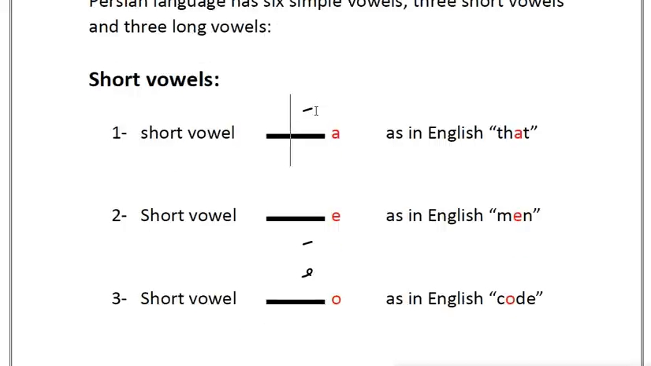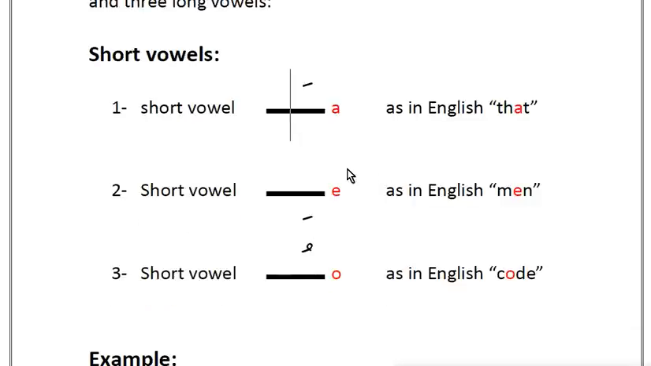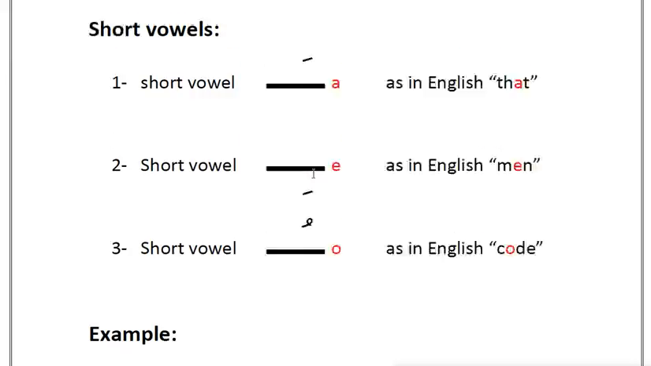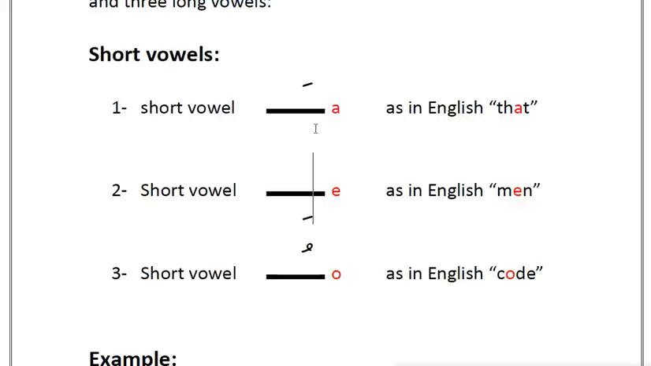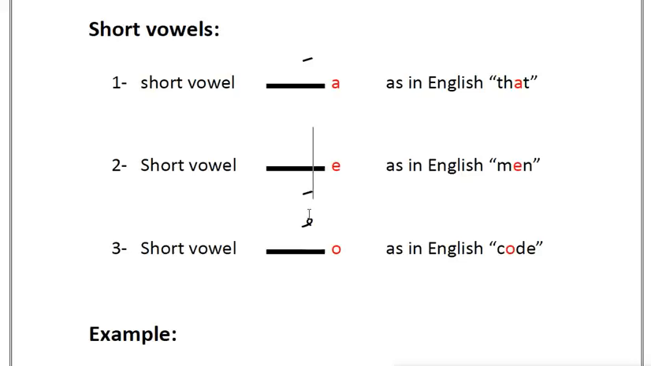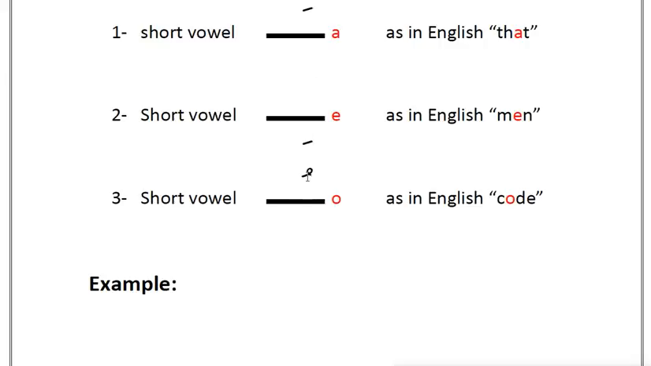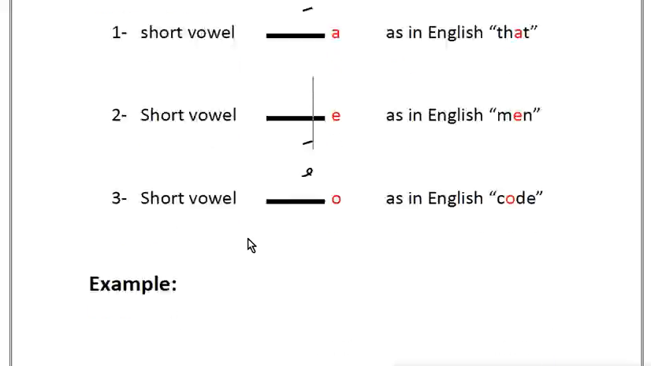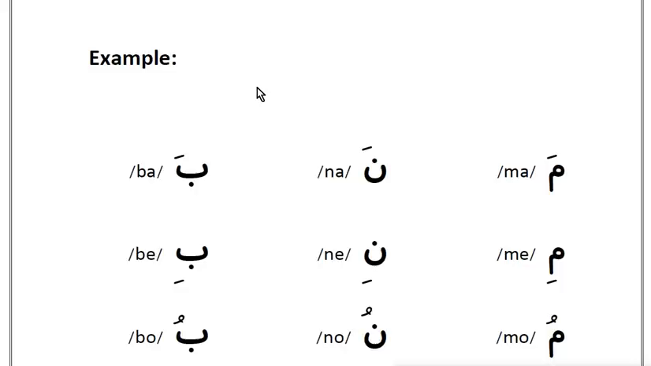Okay, the first one is a, just like a in the English word that. Next one is e. This is a small line below the letter. So here it says a is above the letter, and this one is below the letter. And the next one is o. You see a small circle, and that is o. So we have three short vowels: a, e, o.